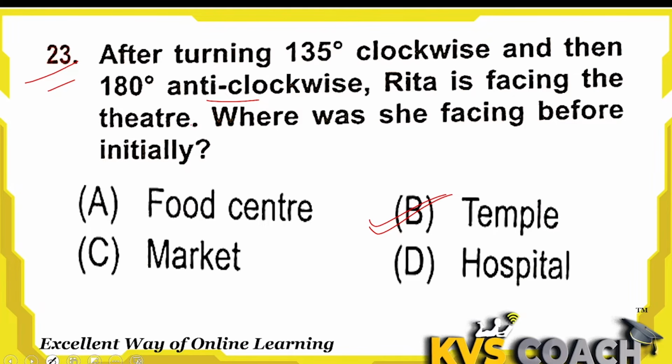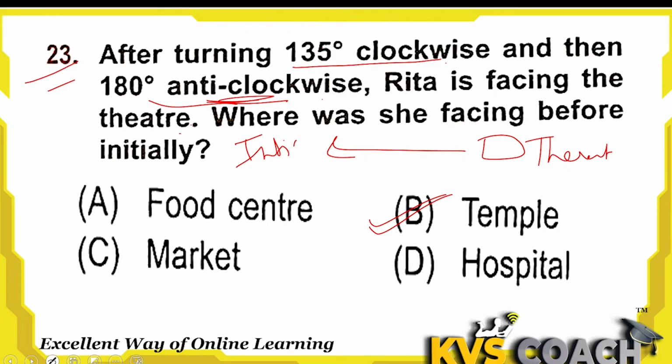Okay, how do we get the temple? I hope you understand that. For 135-degree clockwise and 180 anti-clockwise reaching the theatre, when we take the end point, we will reciprocal the sign. Anti-clock will be made clock and clock will be made anti-clock. Then we will reach the initial point only. Okay, when we change the sign, then we easily get the initial point. So here temple is the right answer.